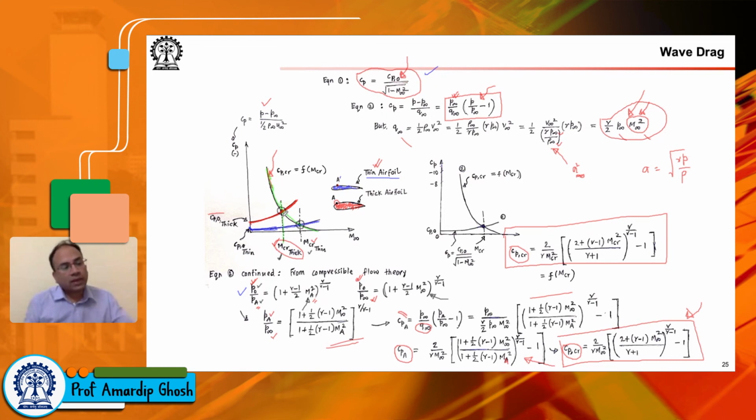So if your vehicle is flying at high subsonic speeds, you might be tempted to use a thin airfoil, because you have a higher Mach critical, which means your Mach drag divergence that is waiting just behind Mach critical is also pushed behind. If you can push your Mach critical to higher values, then your drag divergence Mach number is also pushed to higher values.